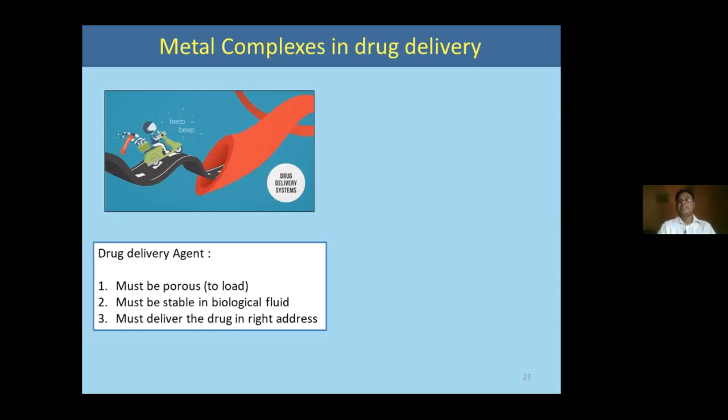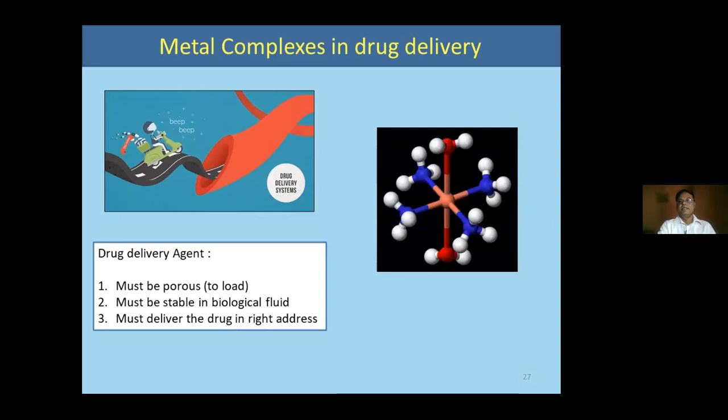The first is that it must be porous so that you can load your drug. It must be stable in biological fluids, it must not degrade inside the biological fluid, and it must deliver the drug to the right address.